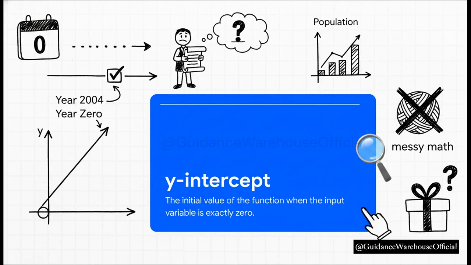By definition, the y-intercept is the value of the function when the input is exactly 0. If you use the actual year 2004 as your input, your y-intercept would represent the town's population in the literal year 0, like more than 2 millennia ago. The math would be incredibly messy and honestly, just cumbersome. By setting your first measured data point as year 0, you are literally handing yourself the y-intercept for free. It's a real game changer.